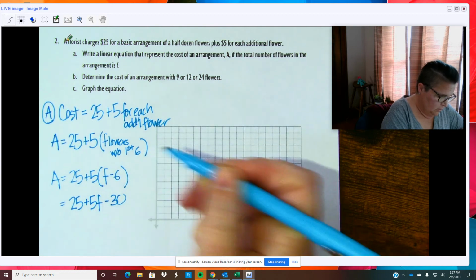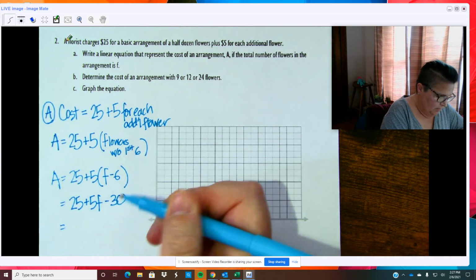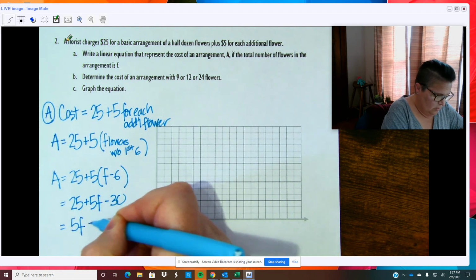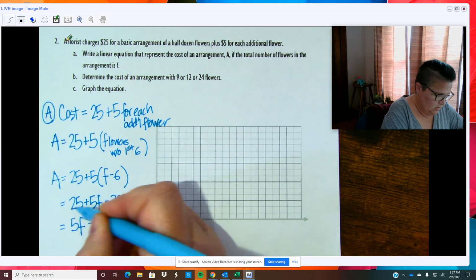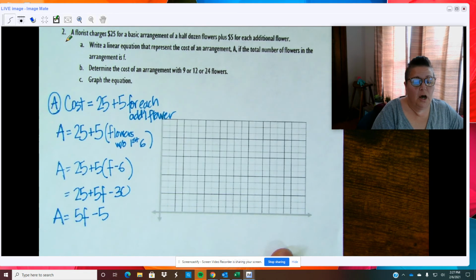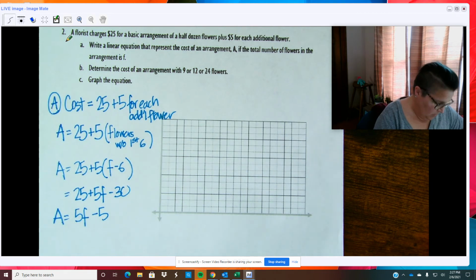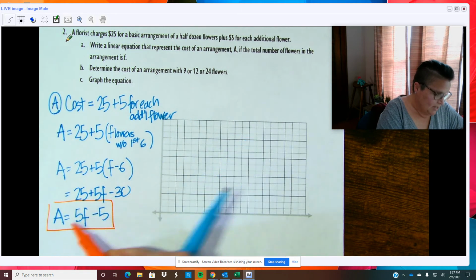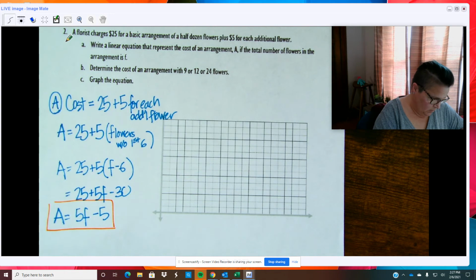I'm distributing. So I'm going to get 5F minus 5. So the cost of this arrangement would be 5 times the flowers plus or minus $5. Okay. All right. So that's part A. This is a linear equation. I have 2 unknown variables.